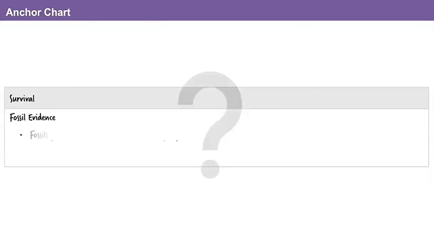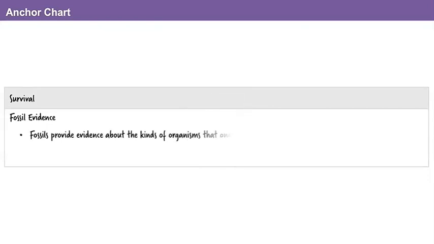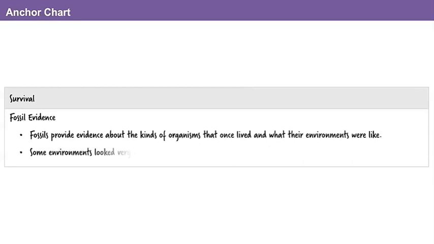We can say fossils provide evidence about the kinds of organisms that once lived and what their environments were like. Some environments looked very different in the past from the way they look now. Your first task today will be to complete the anchor chart.